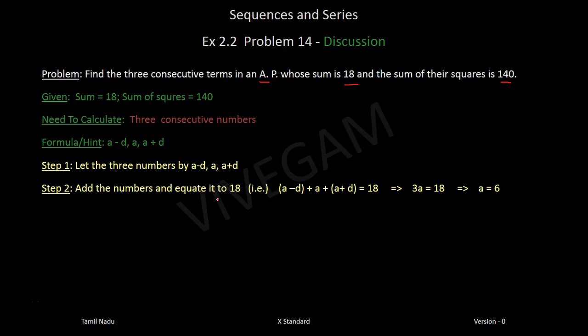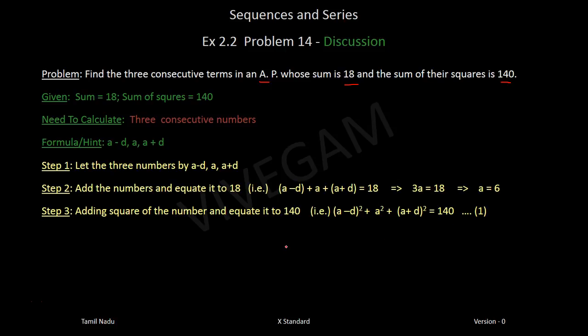Now the problem starts. Let's add the three numbers: a minus d plus a plus d equals 18, because that's the information they have given. We have to use the sum and the sum of squares to get the answer. So minus d and plus d cancel. We get 2a plus a is 3a, 3a equals 18 and a equals 6. We have found a.